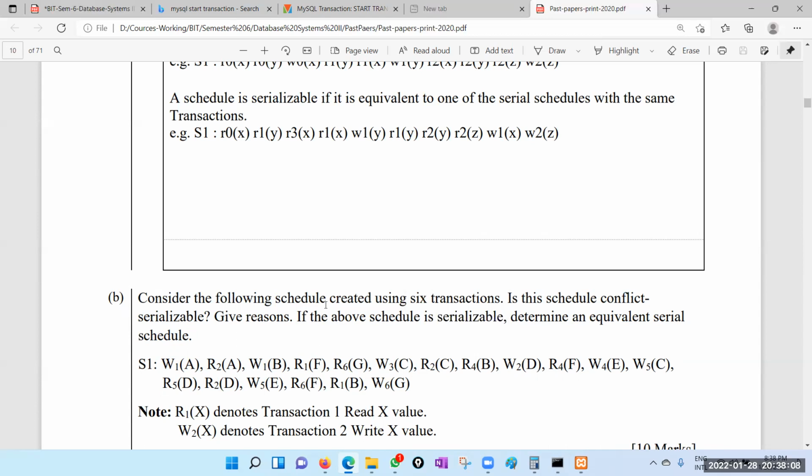I will give 1 minute. So how many transactions? There are 6 transactions. You have to draw the precedence graph and see whether there are cycles. Right, do it.